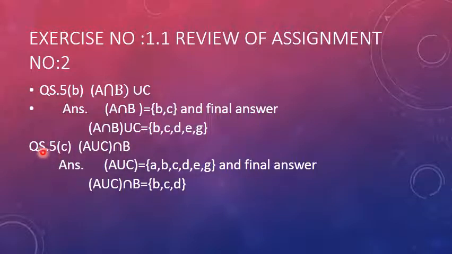Now come to question number 5c. Here A union C is inside the bracket and intersection B is outside the bracket. When we unite A and C, the answer of A union C is A, B, C, D, E, G, and the final answer of (A union C) intersection B is B, C, D. Here we have to find the common of set B and the union of sets A and C. That's all for question number 5, b and c.